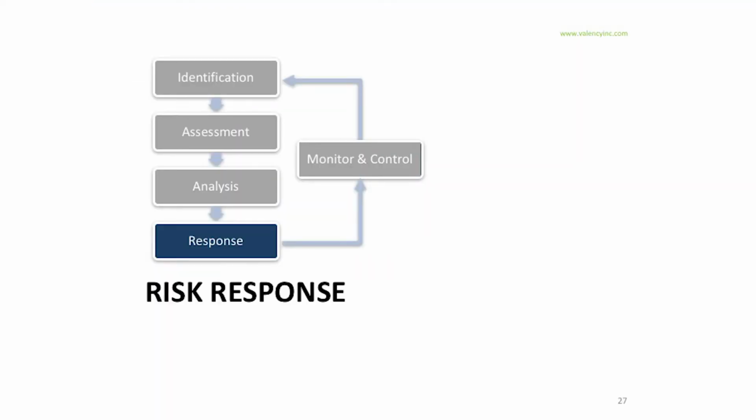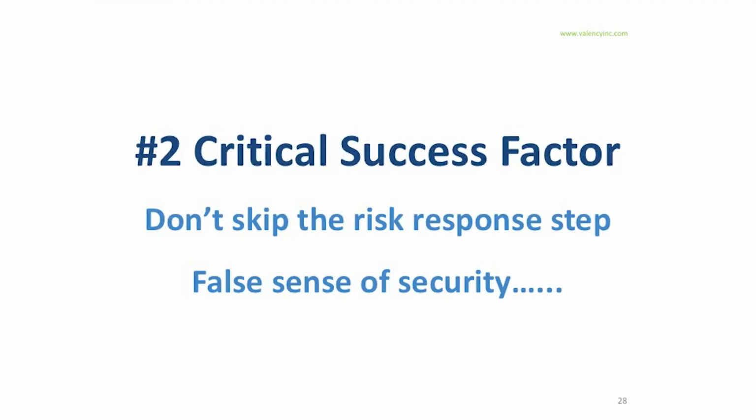Let's move on to our next step, risk responses. The second critical success factor that we'd like to hit home with today is that you can have a great risk workshop, but if your team doesn't take the next step of developing risk responses, you've left the team with a false sense of security. We have to develop a response for each of the risks if we want to reduce the likelihood of occurrence or its impact, or both.